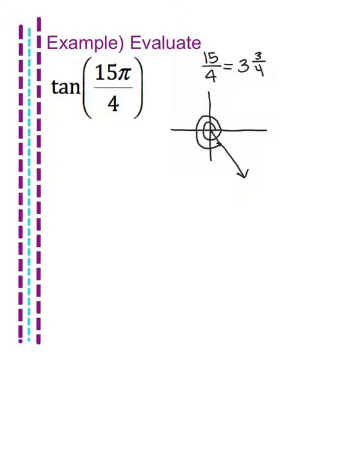So in quadrant 4, remember your acronym: All Students Take Calculus. Cosine and secant are the only two that are positive here in quadrant 4. So I know that my evaluation here, since I'm evaluating tangent, will be negative. Then I'm going to go to my triangle. I need to use the reference angle for 15 pi over 4, and the reference angle is going to be pi over 4. That'll be what's left from terminal side to x-axis.